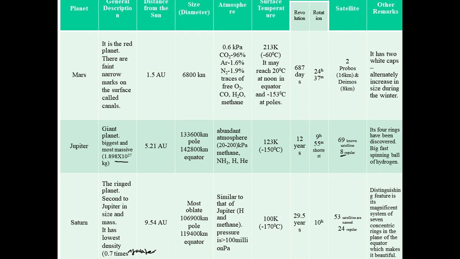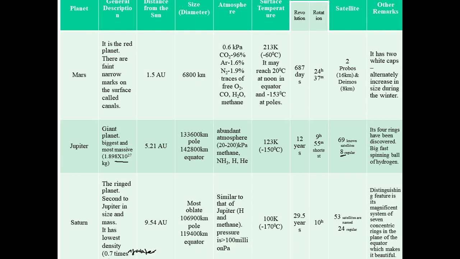The revolution period is 29.5 years, and the rotation period is 10 hours, a little greater than the spinning rotation time of Jupiter. And considering the number of satellites, 53 satellites have been observed for Saturn, and out of these 53, 24 are regular satellites.